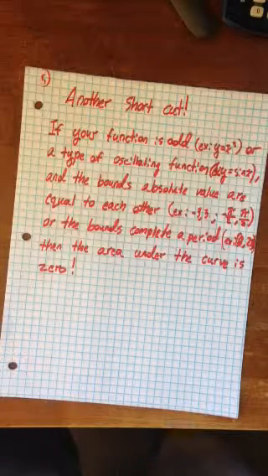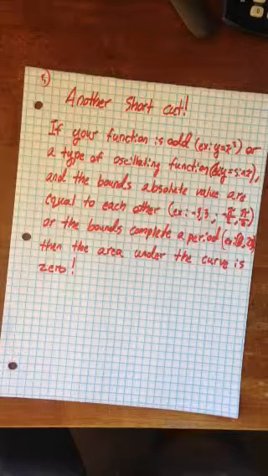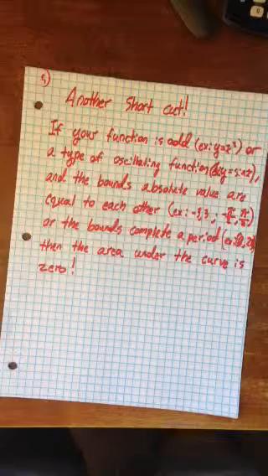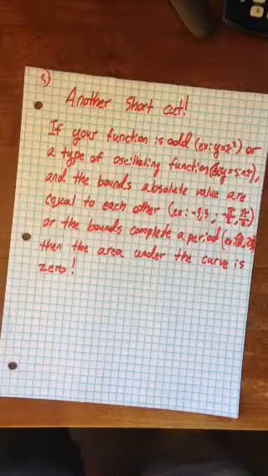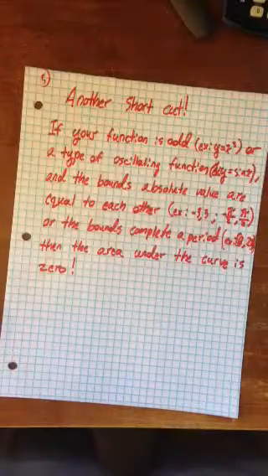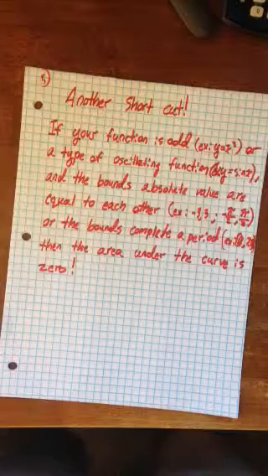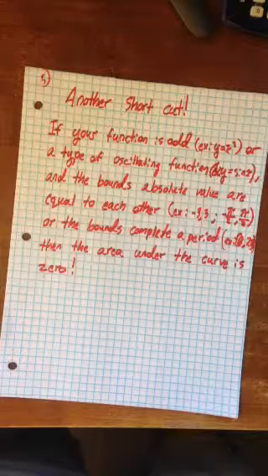If your function is odd, for example y equals x cubed, or a type of oscillating function, for example y equals sine x, and the absolute values of the bounds are equal to each other. So for example, the absolute value of -3 is equal to the absolute value of 3, or the absolute value of negative pi over 2 is equal to the absolute value of pi over 2, or the bounds complete a period.